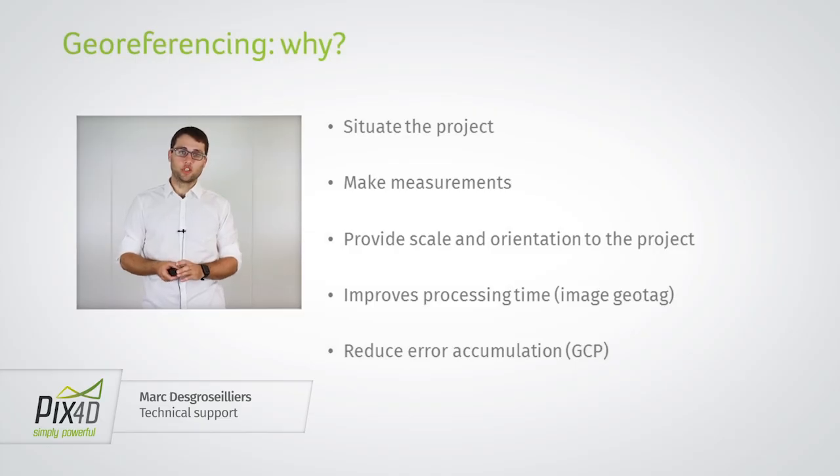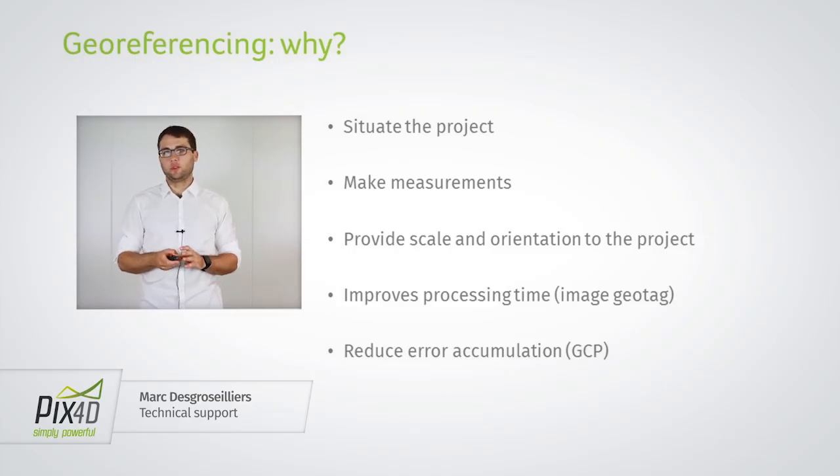In the case of image geolocation, it will also reduce processing time because the mapper will know which images are close to each other and it will make the matching of these images easier. And in the case of ground control points, having ground control points will reduce error accumulation in your project. So, I already said it once. What do I mean by ground control points or GCPs? These are characteristic features or objects that have been placed on the scene and for which the GPS coordinates have been measured and recorded.